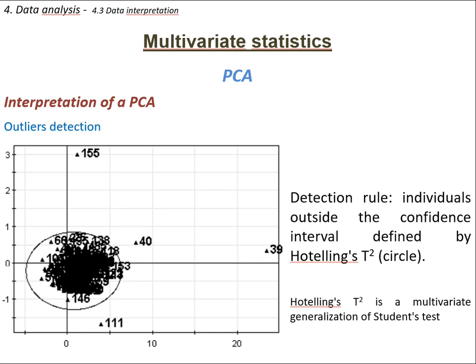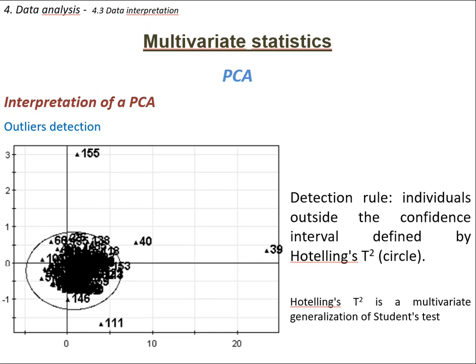And outliers, you can rationalize the outlier property by using a confidence interval defined by a multivariate generalization of the Student test named Hotelling's T-squared. So these metabolites, these samples are weird, they are strange, they are very different from the others. So now you have to investigate why. And you can maybe try to find the variables associated to this discrimination.